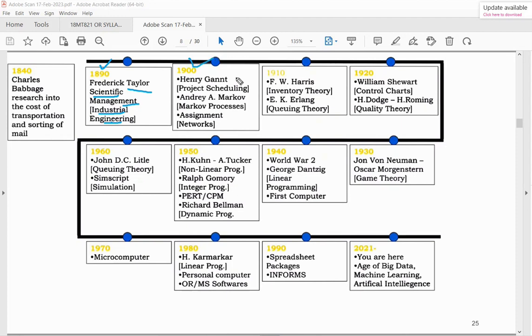In 1900, Henry Gantt used it especially for project scheduling. Then Henry Markov used his own processes, especially for project operation and maintenance. Then there is proper assignment, used for network applications, because whenever networks are used for communication, there must be a proper method adopted. Those were defined during this period, because every decade some improvement was introduced, and that has to be shown here.